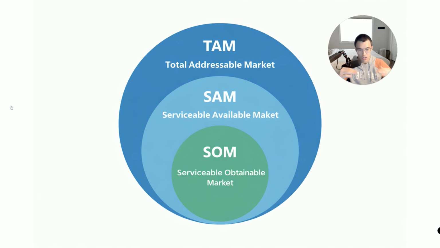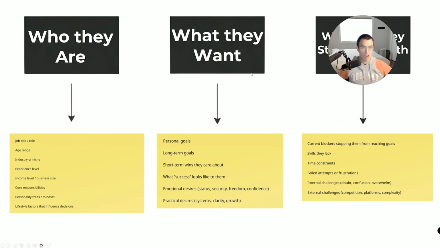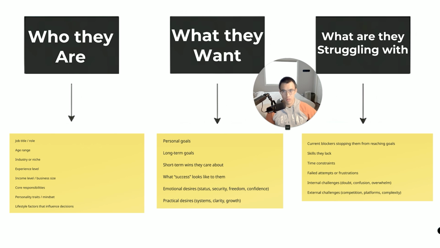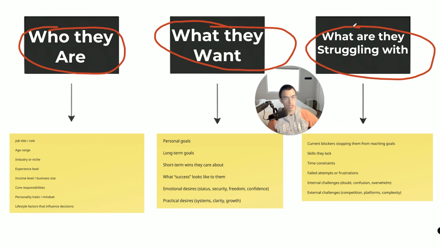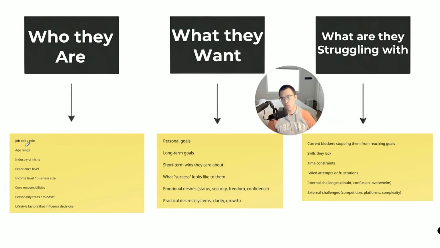Now, once you know who you want to target, like the idea of what videos to make based off that, then you need to figure out the full profile of the customer. So this is where we create your ideal customer profile. You've probably heard of this many times. You probably have this for your own business. It's where you figure out who your ideal customer is, what they want, and what they are struggling with. So with who they are, like what is their role? How old are they typically? What industry are they in? The experience they have, the income they are at, how big is their business, any responsibilities, personality traits, or the typical lifestyle they have.